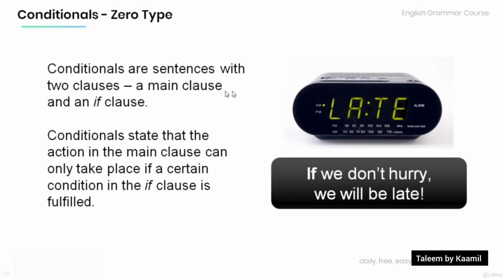Now, conditionals are sentences with two clauses, a main clause and an if clause. Conditionals state that the action in the main clause can only take place if a certain condition in the if clause is fulfilled. Have a look at the example over here. If we don't hurry, we'll be late. Now this is a conditional sentence and it's used to state that the main action in the main clause, being late, will take place if we do not hurry.